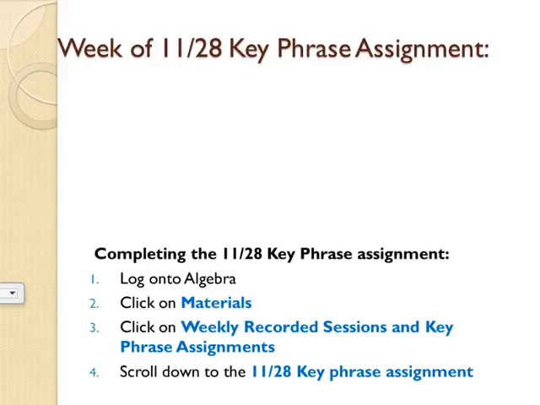We are done with the recording, so let me put up the key phrase assignment question. One of the things we learned about today was how to factor a difference of two perfect squares, which I have written up there. And that's what I want you to do. I want you to factor x squared minus 25.